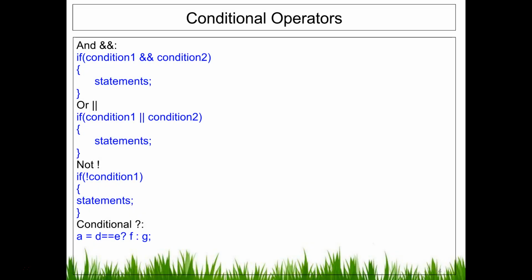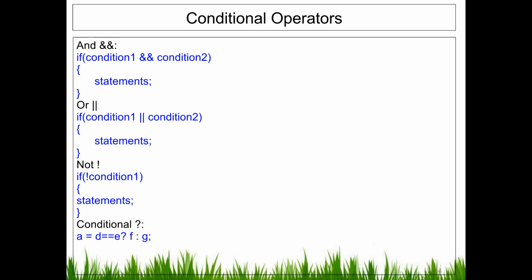And then AND operators. If you want to check for more than one condition, then you can use AND operators. The AND operator is 2 ampersands together. So condition 1 && condition 2 means both conditions should be true. Only then will the statements within the if block get executed.